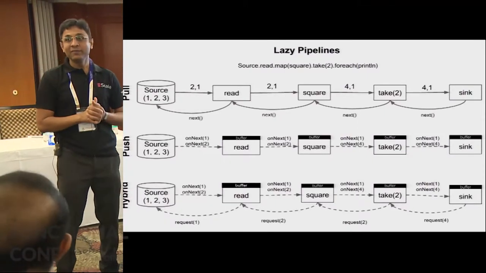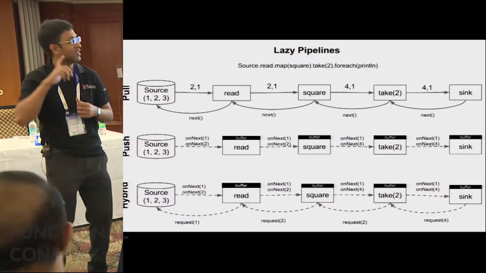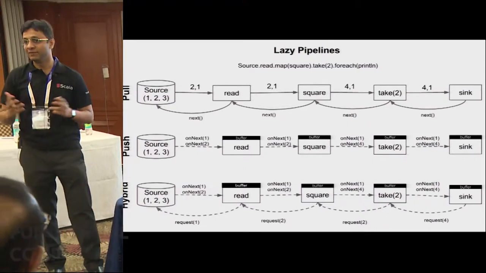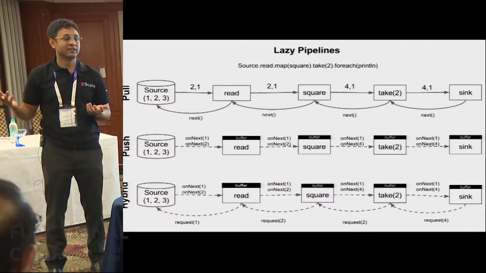But how does streaming trigger? What triggers the streaming? And which direction does it move? Those are the arrows, actually. So sink is a foreach println statement. Assume that is a sink. Sink is a terminal operation which does some side effect.